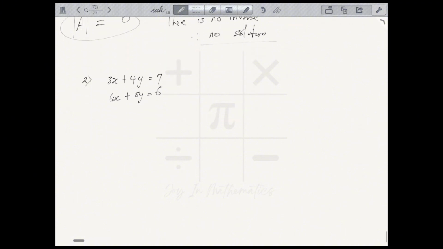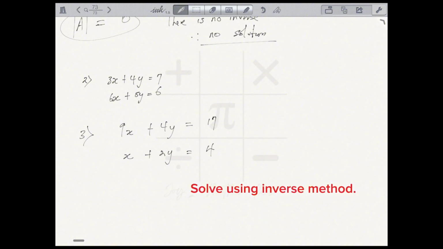Now let me give you a quick example on this. Let's say we want to evaluate using the inverse method on these two simultaneous equations. So we have 9x plus 4y equals 17 and x plus 2y equals 4. So try and solve question 3, and then we continue in the next video.